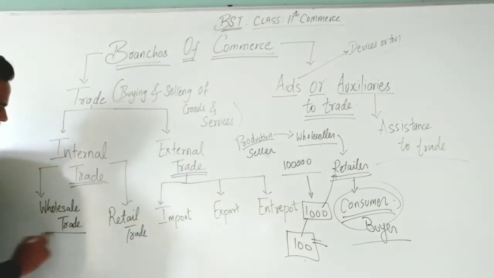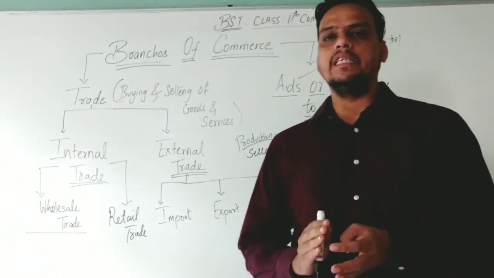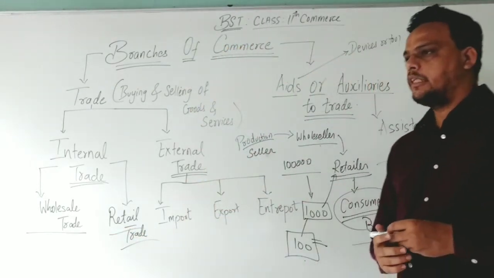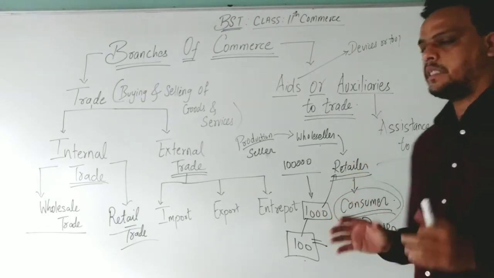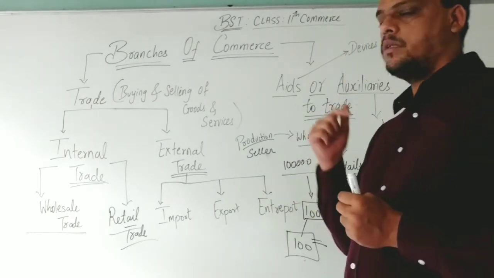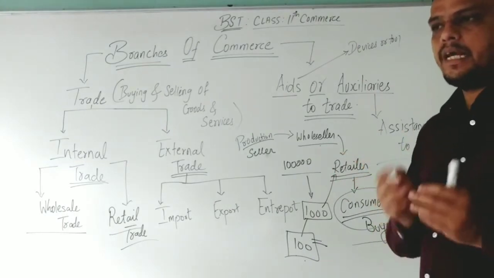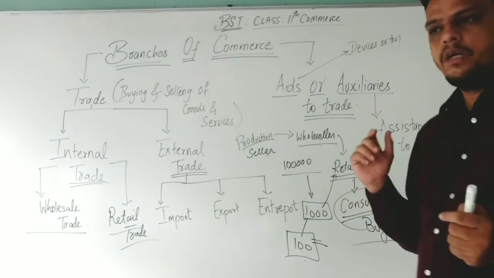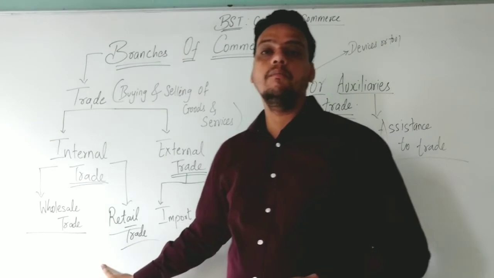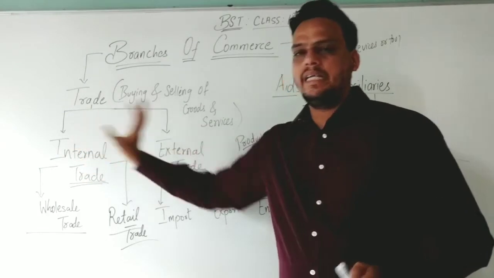So the wholesaler purchases the goods in bulk, makes it in small quantities and sells out to the retail trade. अब retail trade क्या है? Retail traders are those traders who purchase the goods in small quantities and they are the link between producers and customers. So what they do, they purchase in small quantities and they sell out to the final customer. So internal trade has two trade persons who are a middleman between the producer and the consumer. I hope you are understanding internal trade.